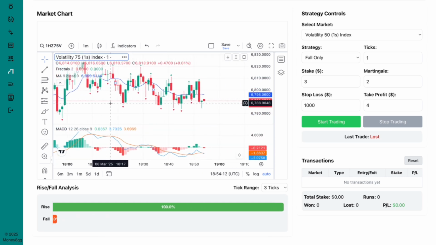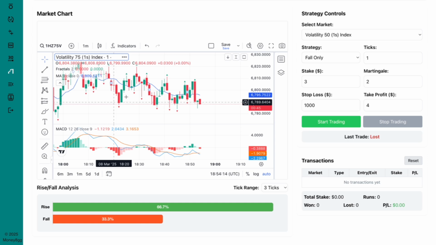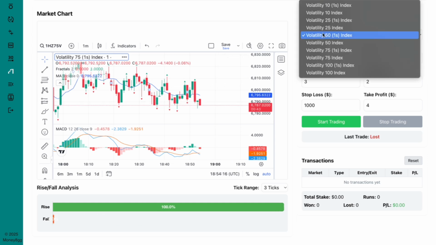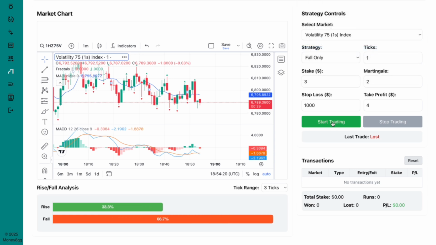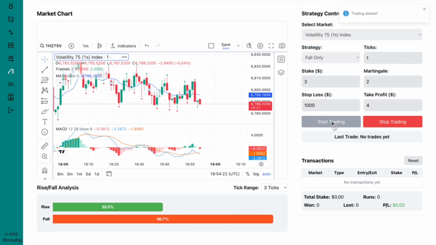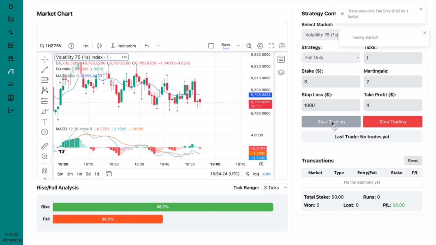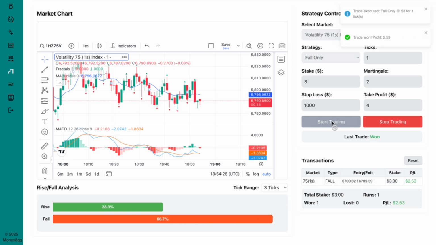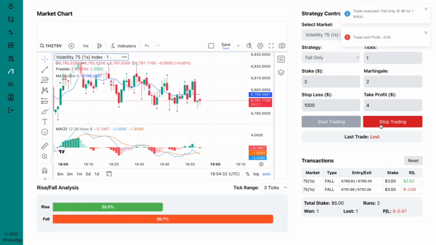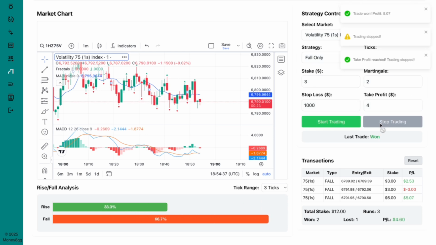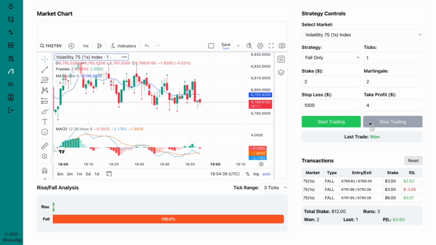Are we up or are we down? That's a hammer, bro. 75 on S. Fall only. Let's go in. Let's see. This is starting to turn. Yeah. So that was stopped by the TP.